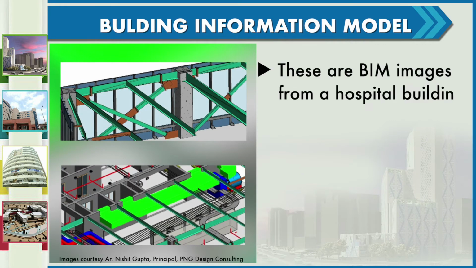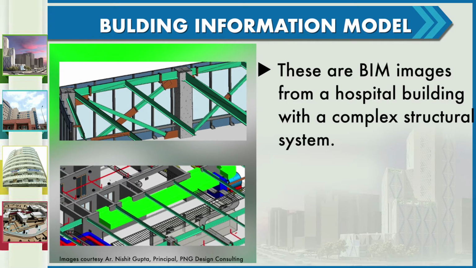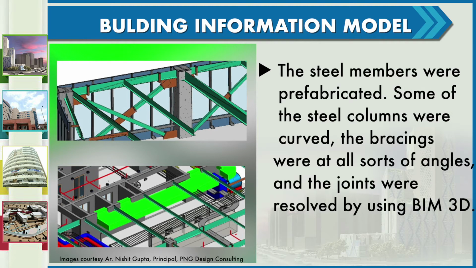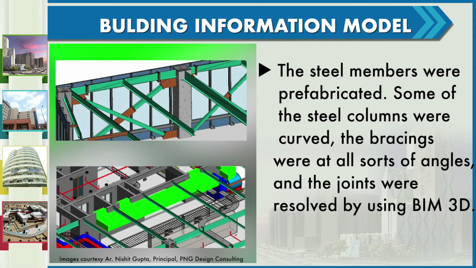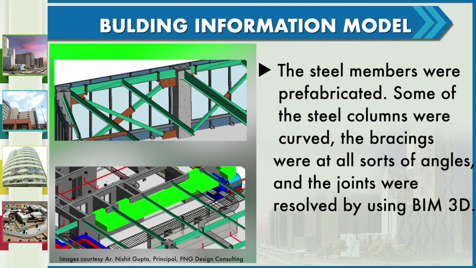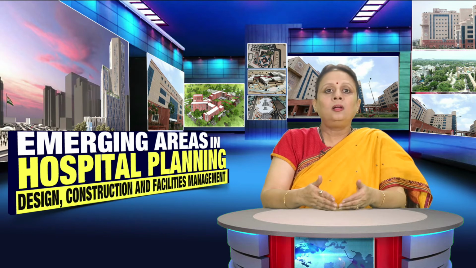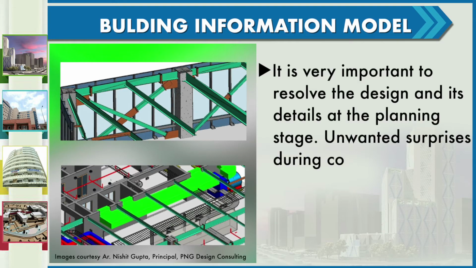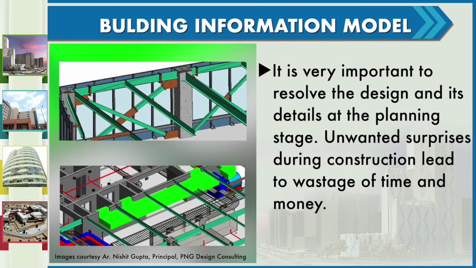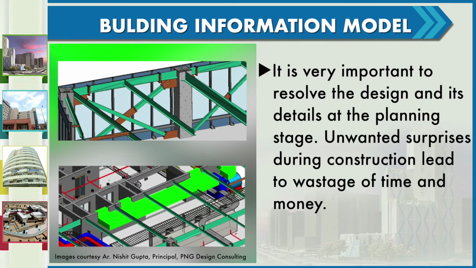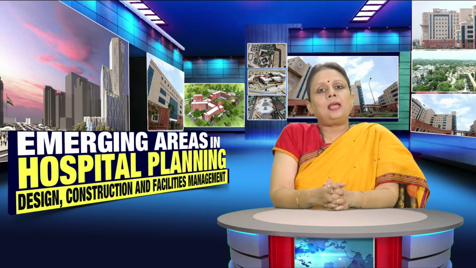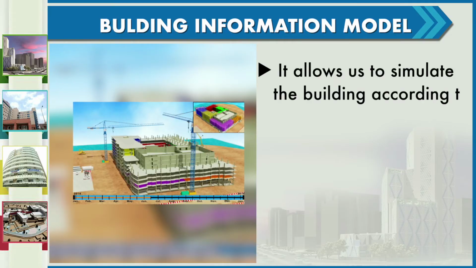These are BIM images from a hospital building where the structural system was quite complex. It was a composite structure. Some of the steel columns were curved. The bracings were at all sorts of angles, and the only way the joints were resolved was by using BIM 3D. The steel members were prefabricated and the construction happened without much problem. Therefore, it cannot be emphasized enough that it is very important to resolve the design and its details at the planning stage so that we may not get unwanted surprises during construction, which may lead to a wastage of time and money.